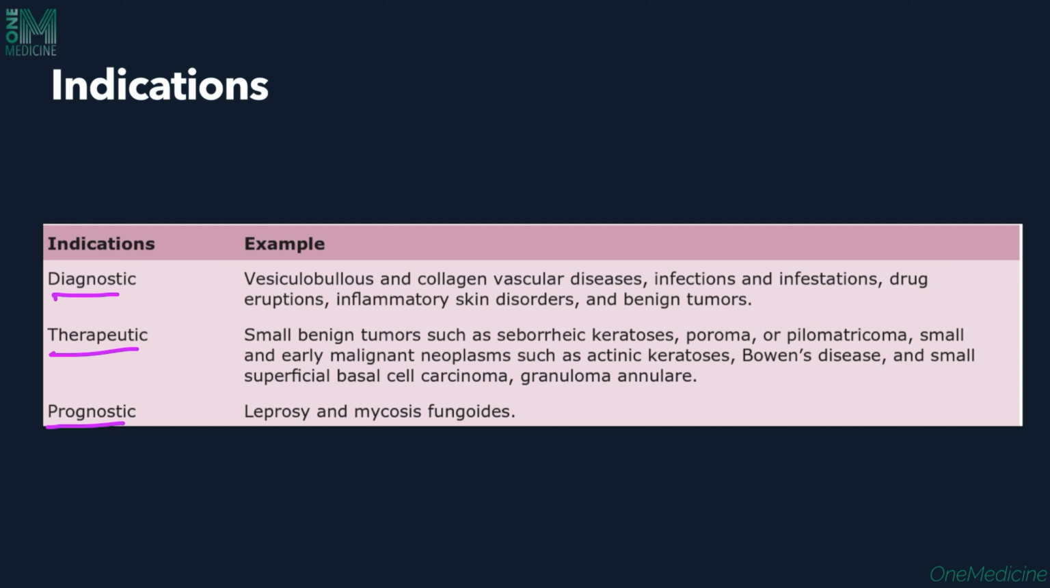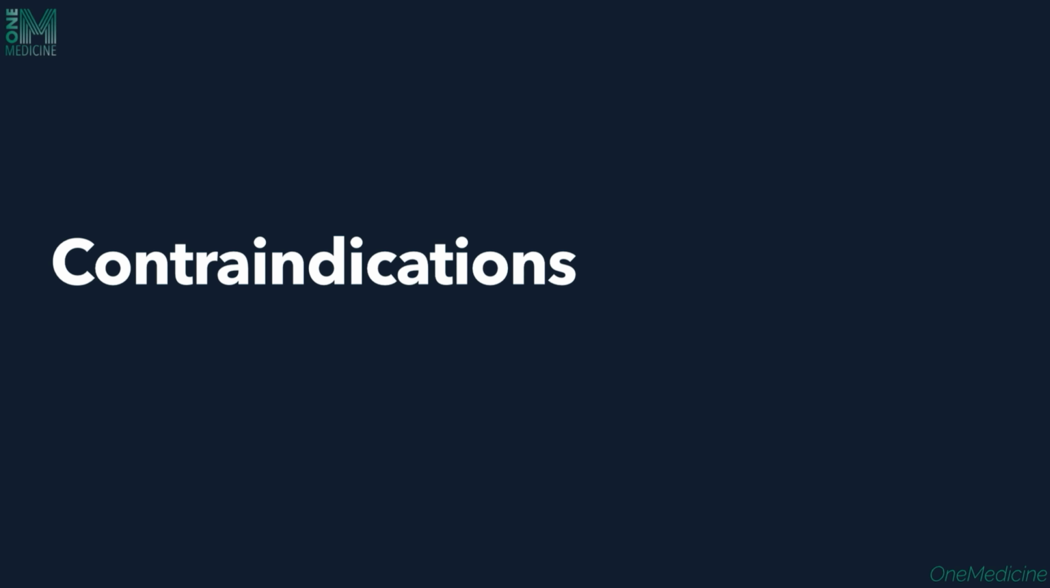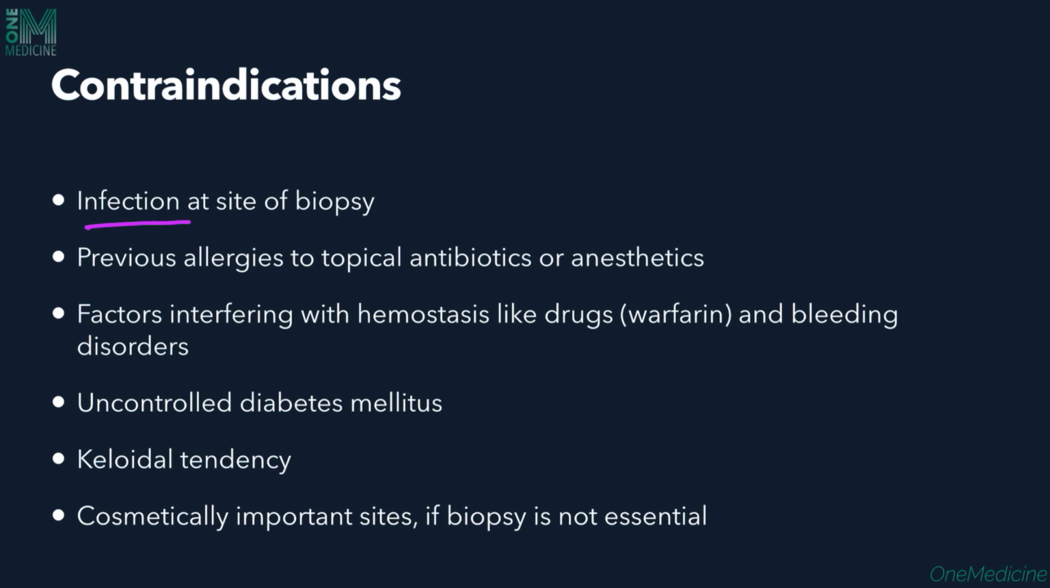It is done for small benign tumors such as seborrheic keratosis, poromas, pilomatricomas, and small and early malignant neoplasms like actinic keratosis, Bowen's disease, superficial basal cell carcinoma, and granuloma annulare. So here it is done as a therapeutic option. To see the prognosis of the disease, it is done in leprosy and in mycosis fungoides, and in different stages of the disease, the presentation in biopsy would be different in leprosy and in mycosis fungoides as well.